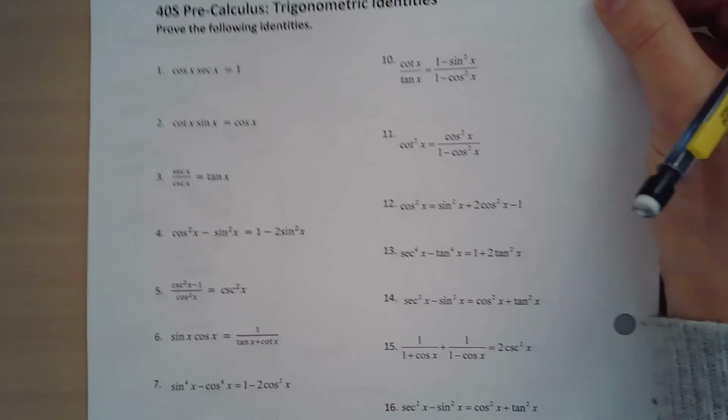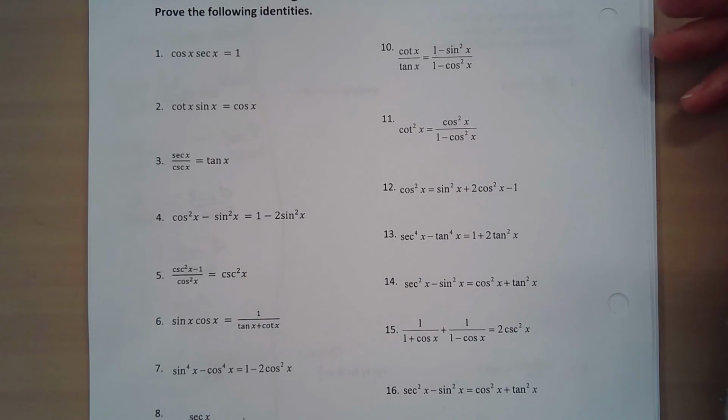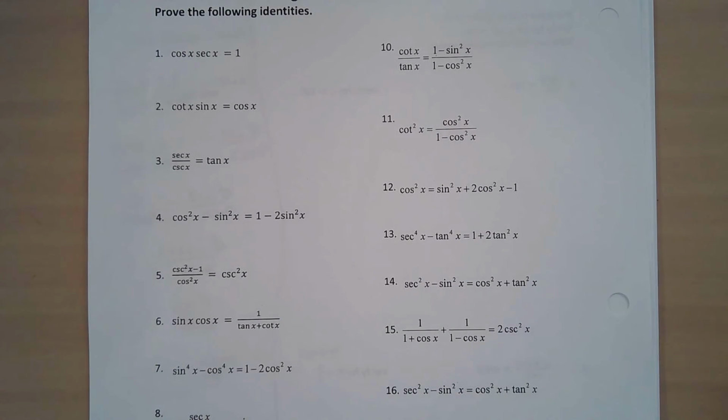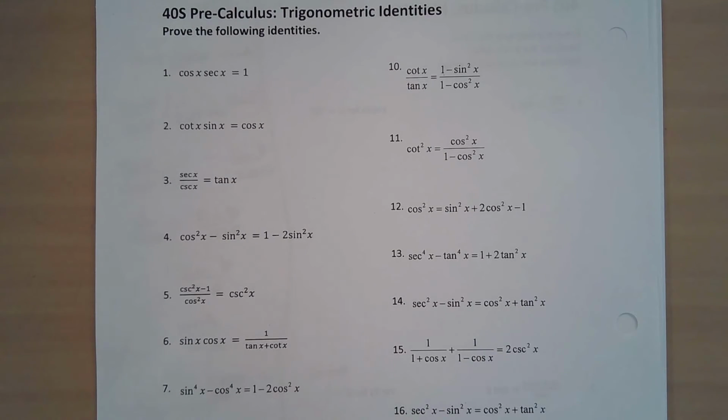this is what you're going to work on for the next part of the class: proving identities. There's 20 here, or 18 here. There's not enough room on your paper. You have to work on lined paper or extra paper, and I can give you lined paper if you want, or blank paper.